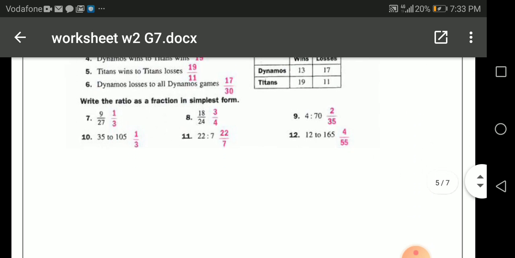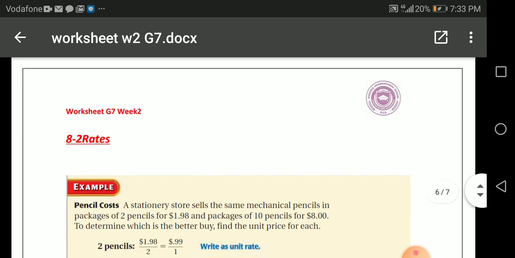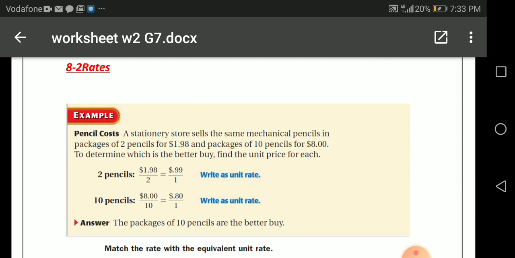Okay, and here are some answers for your practice book. Okay, now we're going to have a new lesson. It's called rates. Rates, guys, very easy lesson.